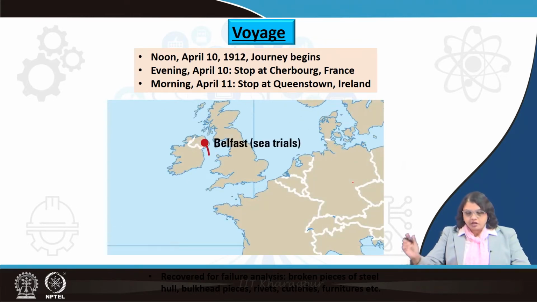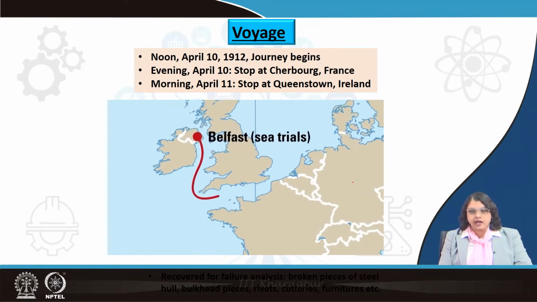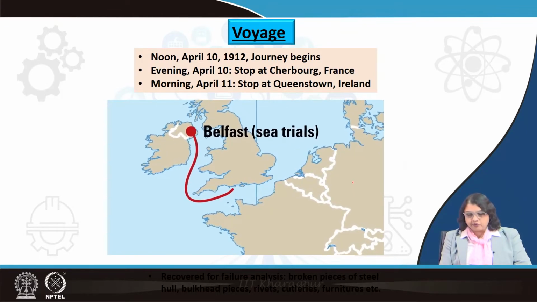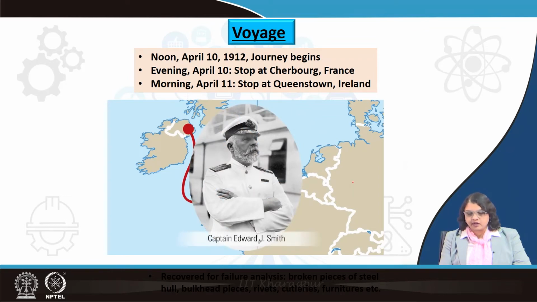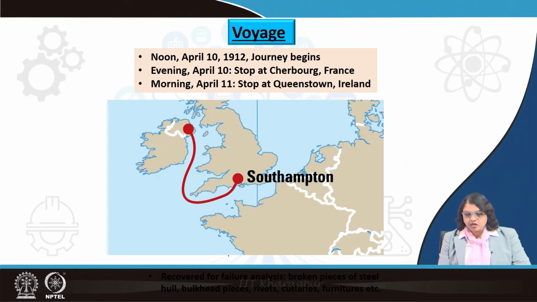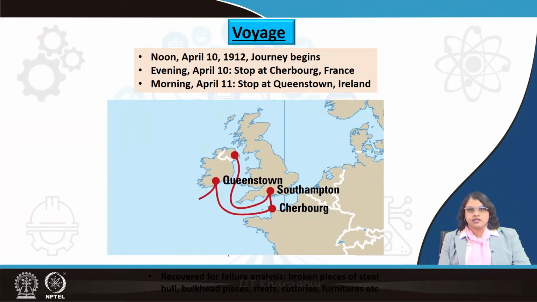Initially there was a trial almost a year back, before the maiden voyage started from Belfast, and then the actual voyage started on April 10th, 1912 under the captainship of Edward J. Smith, who was known as the millionaire's captain because he was very famous amongst the millionaire passengers. It started from Southampton and had a stop at Cherbourg, France, and finally another stop on April 11th at Queenstown, Ireland, from which it set the final sail.